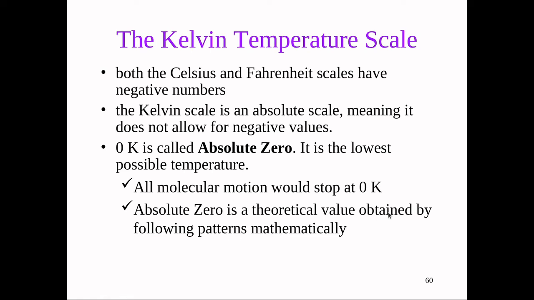Absolute zero is a theoretical value obtained by following patterns mathematically. There was a scientist by the name of Kelvin. He was doing some experiments with gases. He was able to relate their pressure and volume to the temperature, and by doing some very careful measurements, he was able to extrapolate from his data and determine what the coldest temperature possible for those gases would be.